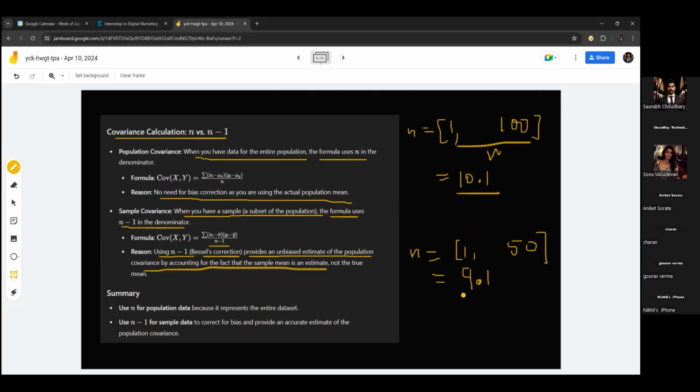If you divide it by n, then only, okay, sorry, wait, I have to find a variance. If you divide it by n, if you find a covariance, just 1 minute.